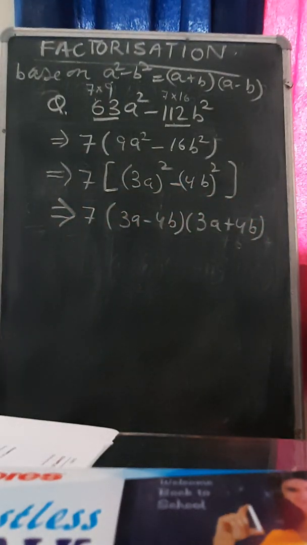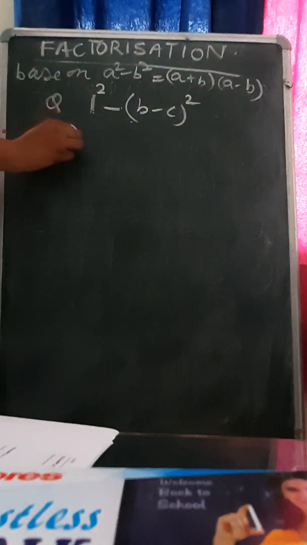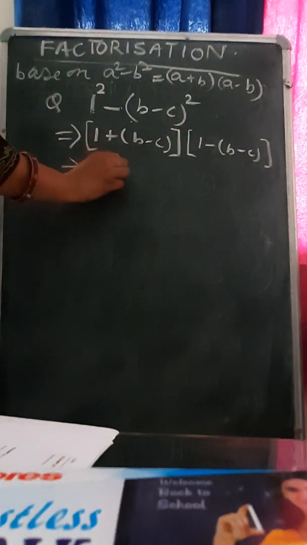Okay. Similarly, we can do this question also. Here it is 1 minus b minus c square. So 1 can be written as 1 square and b minus c is the square of b minus c. So it can be written as 1 plus b minus c in one bracket and 1 minus b minus c in the other bracket. So this is equal to 1 plus b minus c and 1 minus b plus c.